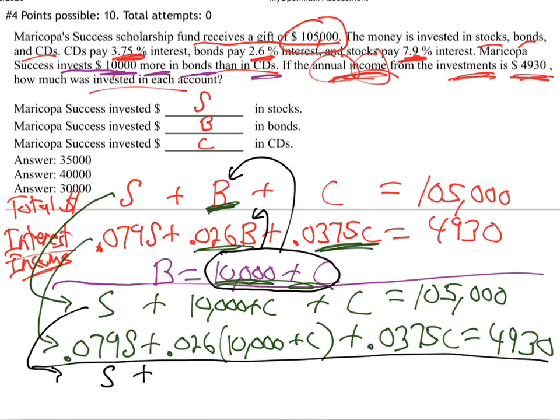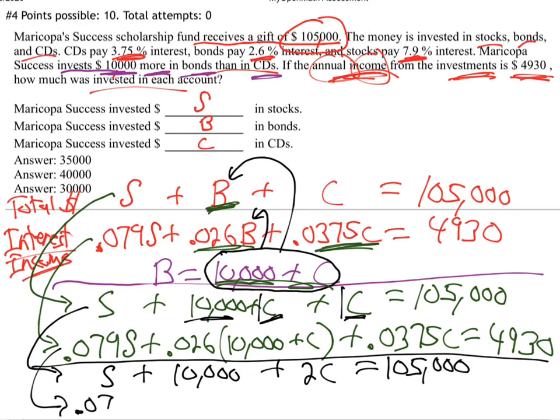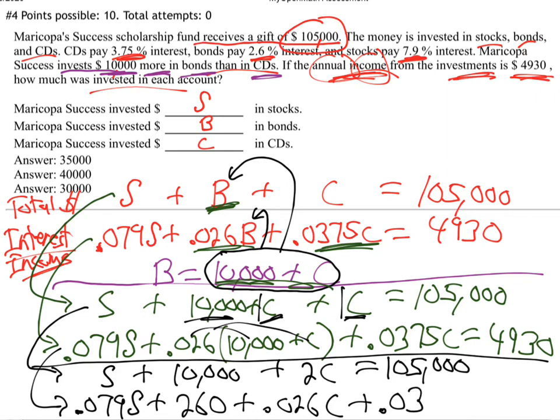So let's bring down the first equation again. S plus 10,000 plus C plus C. So S plus 10,000 plus 2C, right? 1C and 1C is 2C, is 105,000. The second equation is 0.079S plus, and then this distributes, 0.026 times 10,000. Use your calculator, it will be 260, plus 0.026C plus 0.0375C is 4930.